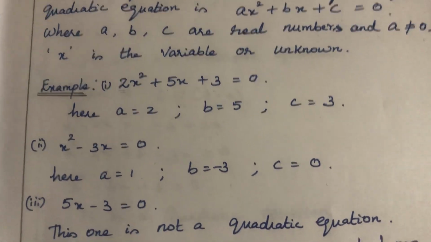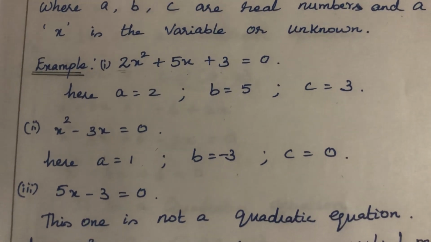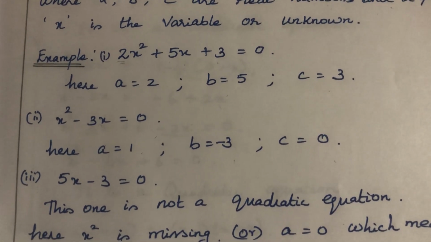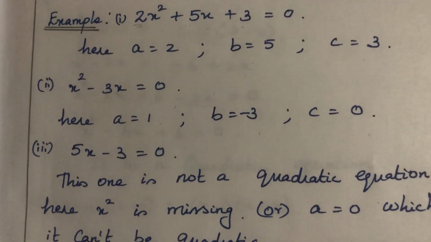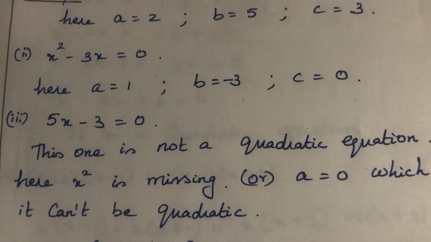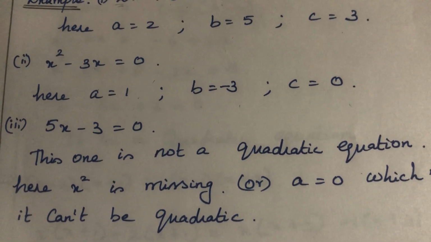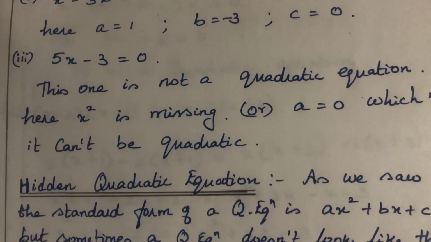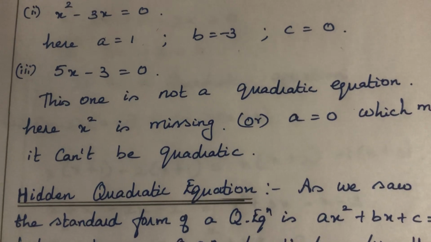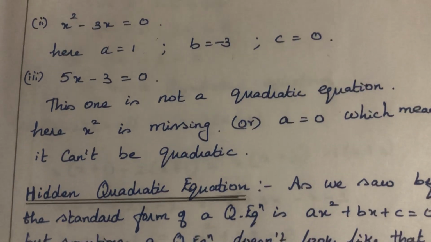First one, 2x square plus 5x plus 3 equal to 0. Here a is equal to 2, b is equal to 5, c is equal to 3. Second case, x square minus 3x equal to 0. Here a is equal to 1, b is equal to minus 3, c is equal to 0. Third case, 5x minus 3 equal to 0. Here the x square term is not there. Therefore, it is not a quadratic equation.